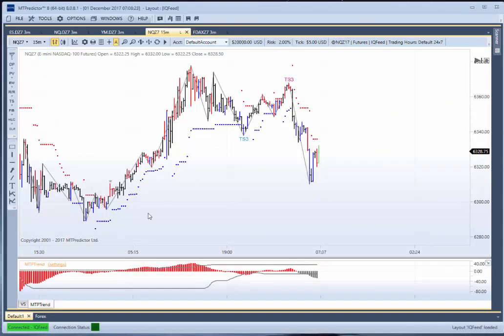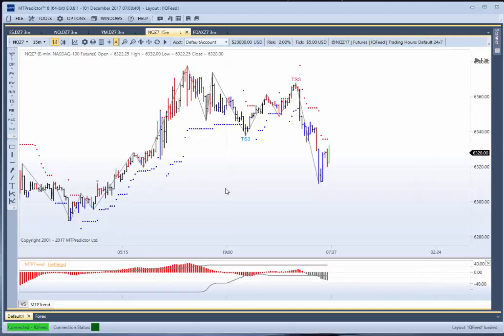Right, let's have a look at a good example that's just been unfolding on a 15-minute chart of the NQ. We've been following the 15-minute charts quite a bit over the last couple of weeks, so it's nice to have another look at a good example that's just unfolded. This is actually on the 24-hour session here.